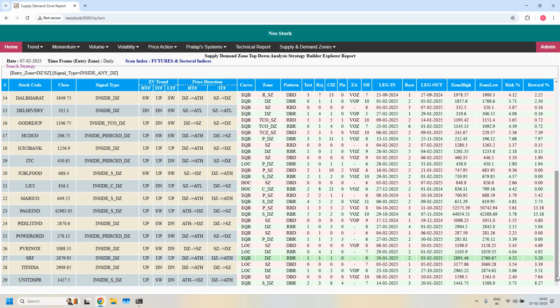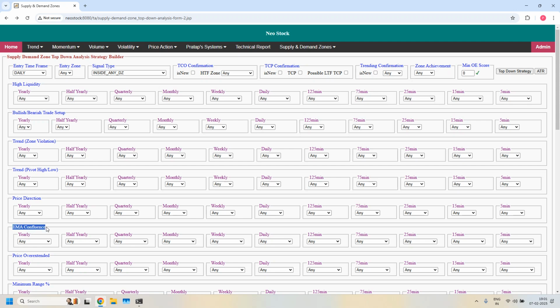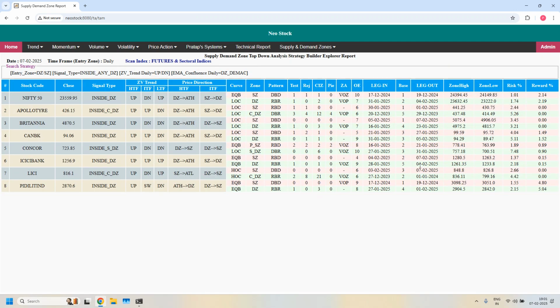We can further filter this list based on the EMA confluence. Daily demand zone having daily EMA confluence. Let us set that filter in the EMA confluence parameter at daily time frame. I am setting the filter daily demand zone having daily EMA confluence. And the trend on the daily time frame is either up or down. So with these filters, we got 8 stocks.